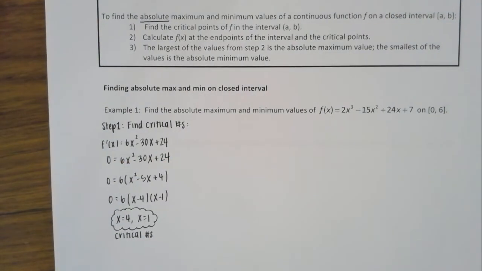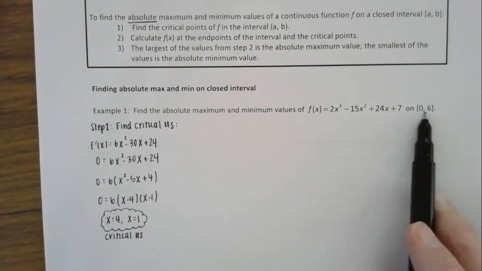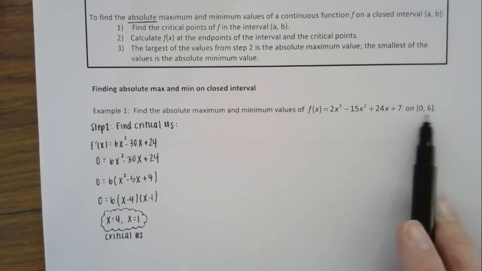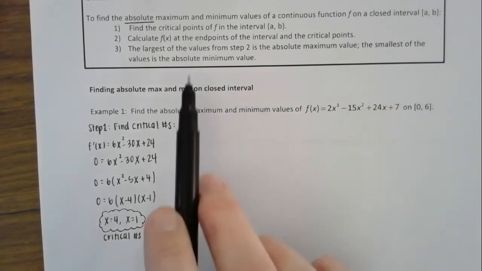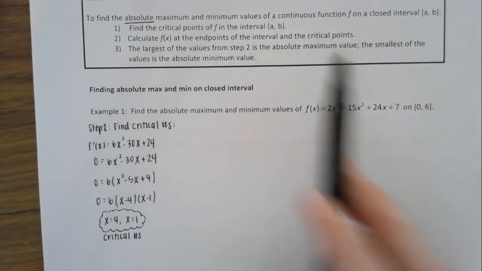So once I know what the critical numbers are, then I need to make sure that these critical numbers of 1 and 4 actually fit in the interval that I'm looking on. So 1 and 4 are both in the interval from 0 to 6. So once I've determined that my critical numbers are in the interval, then step 2 is to calculate f of x at the endpoints of the interval and the critical points.